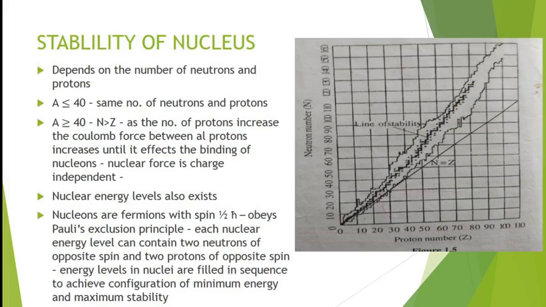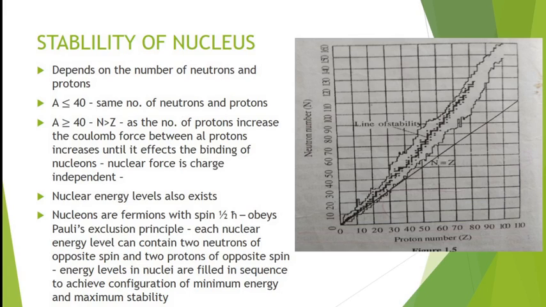Now we are moving to our next topic, that is the stability of nucleus. How can we say that a nucleus is stable? We can say it depending on the number of neutrons and protons it has. Here you can see a graph having proton number along the x-axis and neutron number along the y-axis. So it's an N-Z graph, and this curve is known as the stability curve.